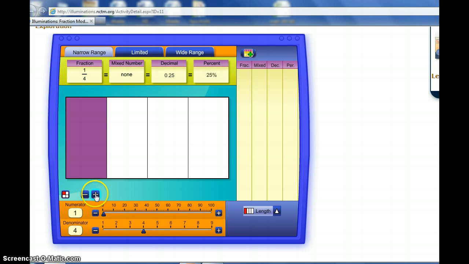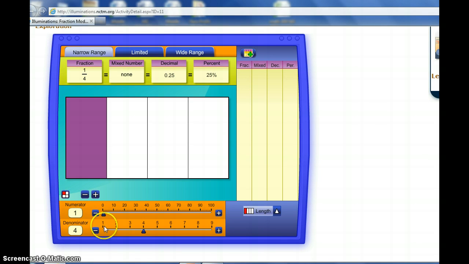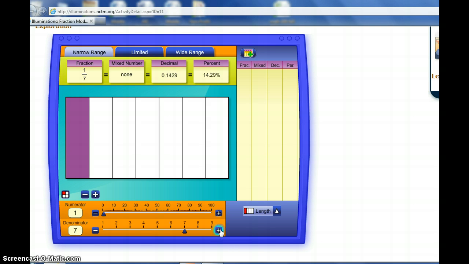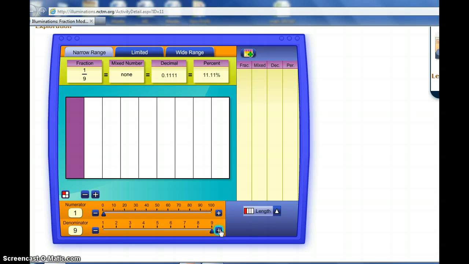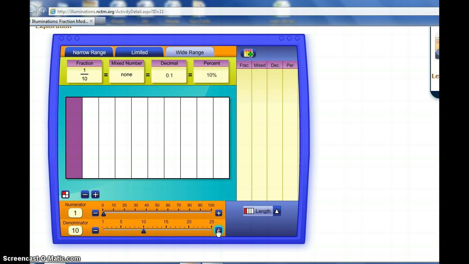You can do it here, or I think you can use this. Oh, that was different. Okay, so I'm just going to move it. Yeah, you can use this button here, the plus button, instead of manually doing it here. So you could go to 1/5, and you can see that this portion that's showing the fraction is getting smaller. 1/6, 1/7, 1/8, 1/9. I think that's all it goes to. Oh, you could change the range. So see here, so now I can go up to 1/10.